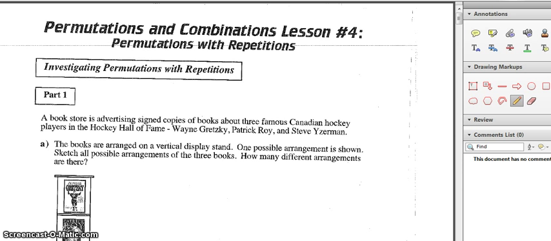It's on permutations with repetition, which means you want to arrange objects where some of them are identical. They repeat, so they are the same object. When you arrange A and B, if they are different, AB and BA are two different arrangements. But if you arrange AA and AA, it's the same, so you won't count them twice. That's what this topic is about.